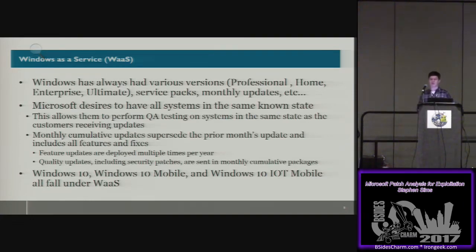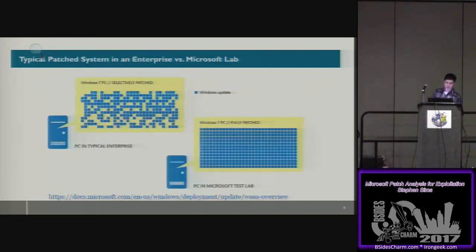These cumulative updates are supposed to supersede the prior month's update. And with Windows 10, that means if you were to install April 2017's update on an unpatched Windows 7 box, it's got everything you need to get you up to speed. You don't have to start at 1 and then go to 2, then 3, then 4. It's all there. And they're trying to get the other operating systems to follow suit as well. So this is what I mean.